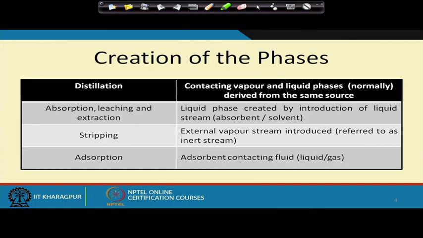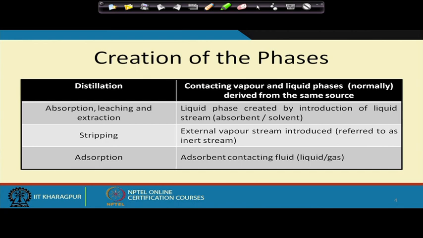In this process, the liquid progressively becomes richer in the less volatile component, the vapor becomes richer in the more volatile component, and in this way we can get a substantial good amount of separation. In absorption, leaching and extraction, we find that apart from distillation, for all other mass transfer operations, we need a third component in order to create the second phase.